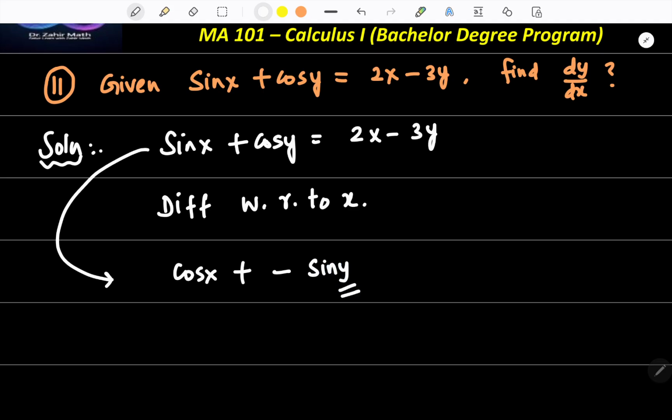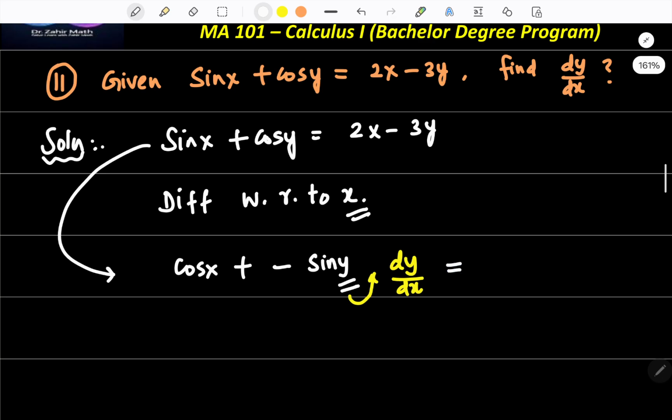If you stop here, you have done with respect to y, not with respect to x. So you have to do one more step, dy by dx. Clear everybody? Right. This equals, what is the derivative of 2x? It is 2. What is the derivative of 3y? It is not 3. If you have done 3, it means you have done what? With respect to y. Its derivative is 3 dy by dx.